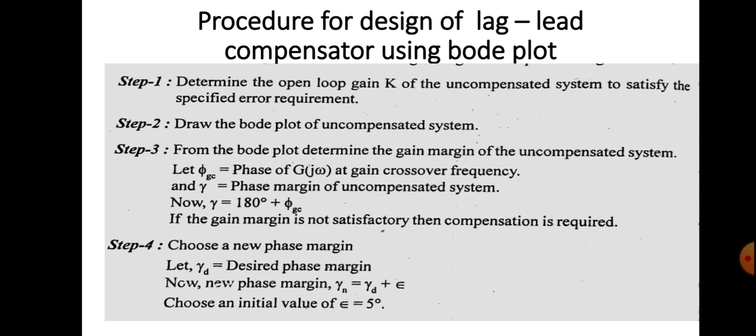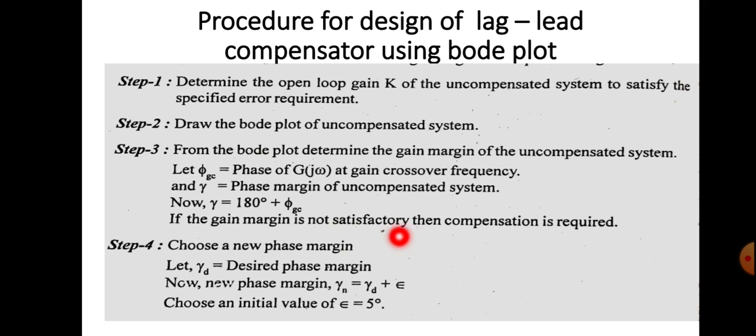In the magnitude plot, where the magnitude graph crosses 0 dB, that will give you the gain crossover frequency. Corresponding to that gain crossover frequency there will be a phase, and that phase is φGC. That means φGC is the phase at the gain crossover frequency. From that phase we can determine gamma. Gamma is the phase margin, so gamma will be equal to 180 degrees plus φGC.